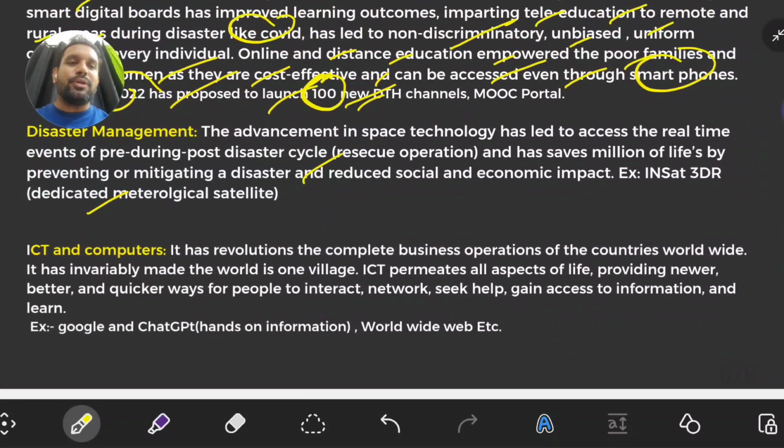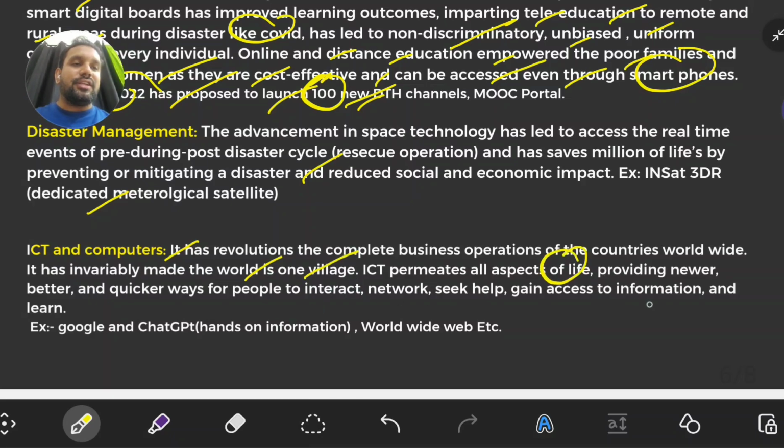Then ICT and computers. I don't have to tell you, what you are doing on mobile phones is ICT. Once upon a time, if you were searching for something on Google, it would be slow browsing. Now it can browse and give you the results within a fraction of a millisecond. Why? Because the processing speed has increased, the data mining has increased, the data collection has increased, and faster computations are happening.